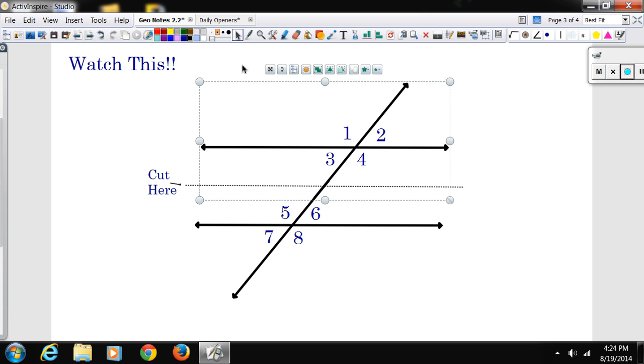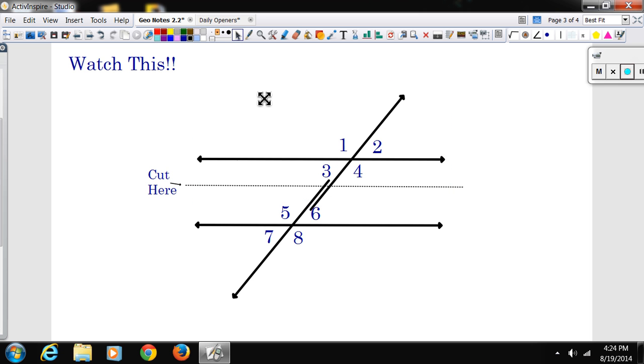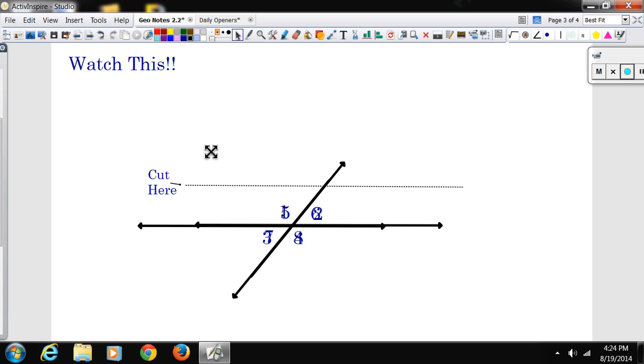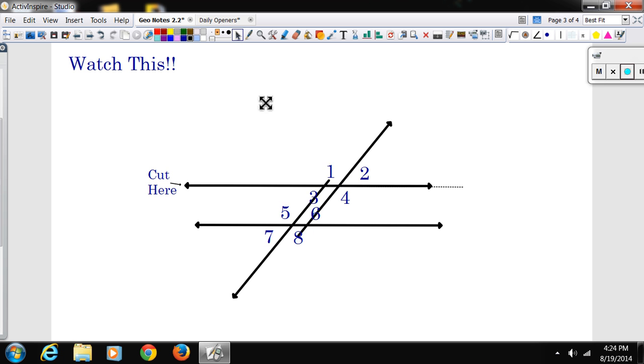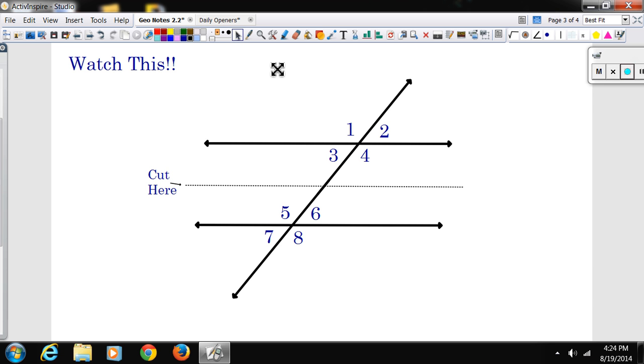So 1 landed on 5. 2 landed on 6. 3 landed on 7. 4 landed on 8. Those are called corresponding angles. And if you look at them, they're identical. They're exactly the same. They're congruent to each other. So when lines are parallel, that means this line must be parallel to this line because all the corresponding angles are equal. That was just something for you to look at. You don't have to write it down.